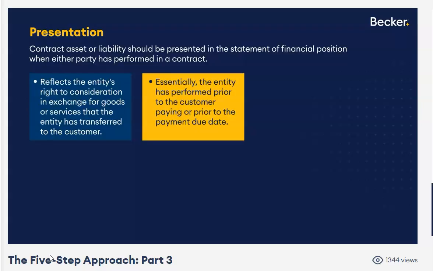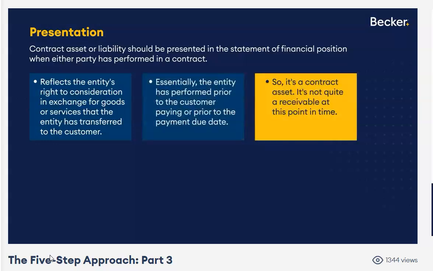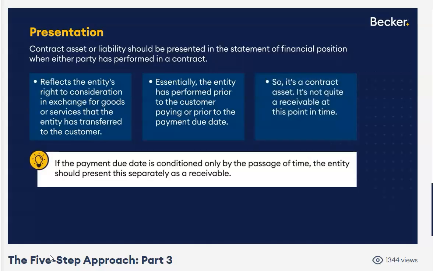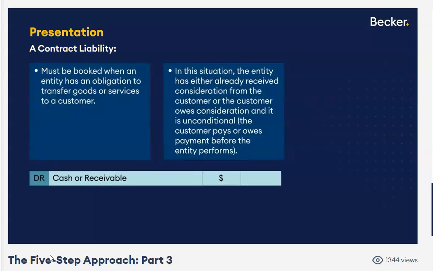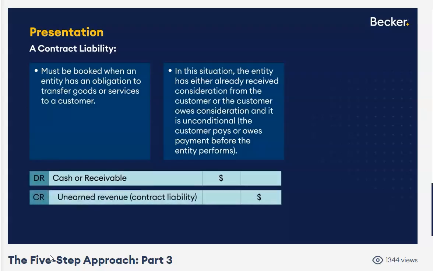That's a contract asset. We haven't billed them yet. We don't have the right to receive the money yet. So it's a contract asset. It's not quite a receivable at this point in time. Note, if payment due date is conditional upon the passage of time, like you don't have to pay us for 30 days, then it is a receivable. You'll notice in this situation, an entity has either already received consideration from the customer. If that's the case, then you debit cash and you credit unearned revenue. That's why you could have a contract liability. You've gotten paid in advance, it's a retainer, and it's a liability. It's not income at this point.